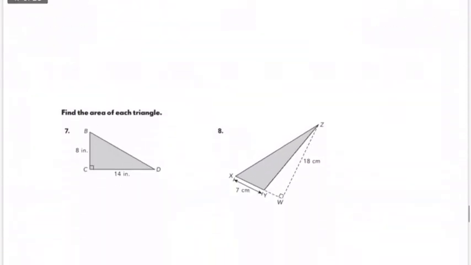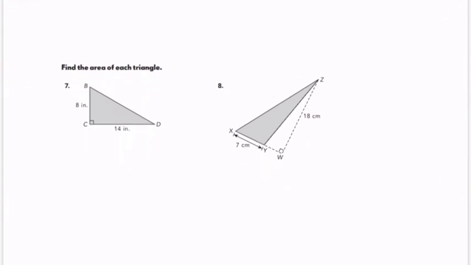Let's just move on from there. Find the area of each triangle. All right, try those two. Remember, it's 1/2 base times height.